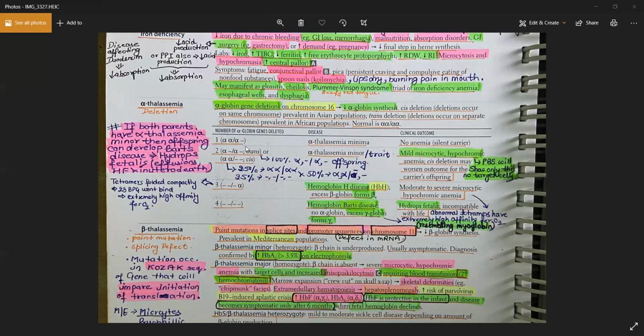So they can either ask you about the transmission of these genes, how the hereditary transmission of the genes occurs. They can ask you about the symptoms of the patient in case of alpha thalassemia minor.